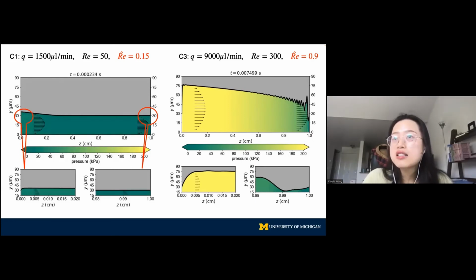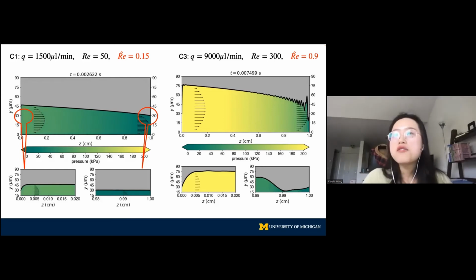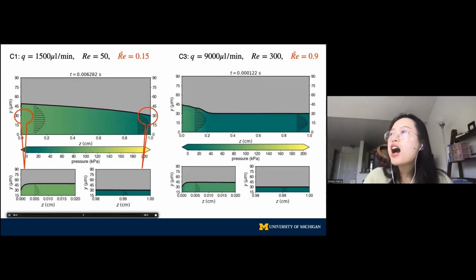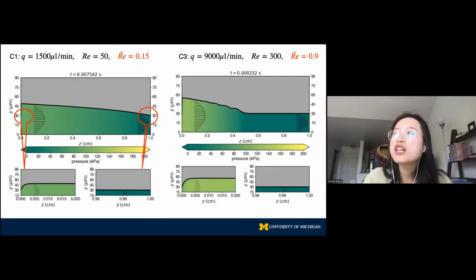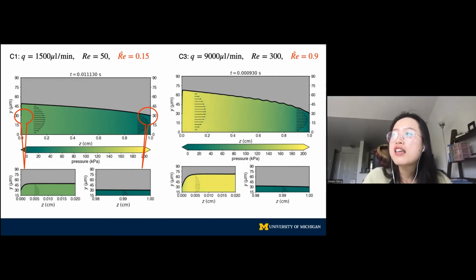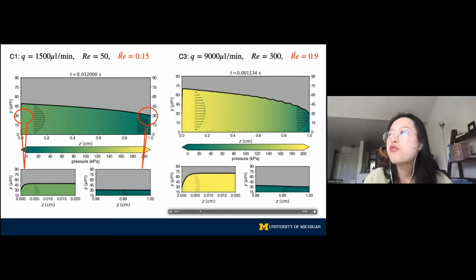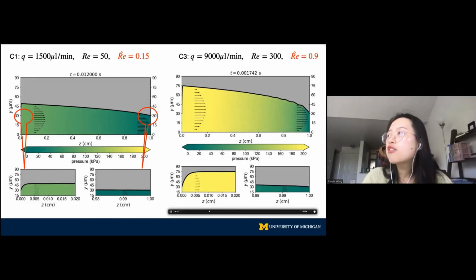As you can see, as I turn on the flow for the low flow rate case, the interface just bulges steadily towards the steady state. However, if I turn on the flow for the high flow rate case, something different is happening. You can see that the interface first bulges up, and at the same time, transverse waves are shed from the channel inlet and propagate towards the channel outlet.